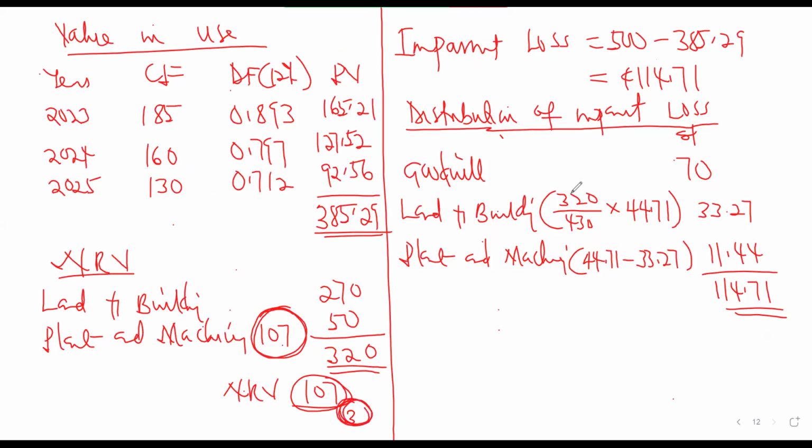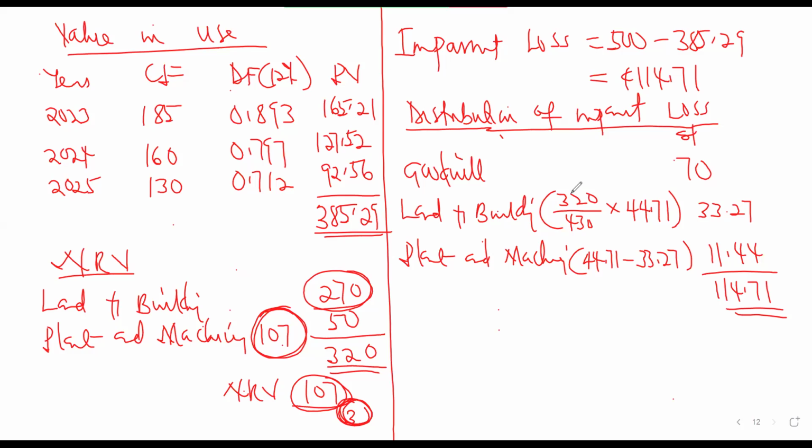So we charge only 3 to the plant and machinery, but the remaining impairment will be taken to the land and building, because their value, which is 320, against this one is 270. It has reduced by 50. So the impairment of the remaining amount can be given to them. So you don't have to reduce the carrying value of the asset by an impairment loss below the net realizable value of the asset. Okay. They are telling you that if you go to the market, you sell the asset for 107.